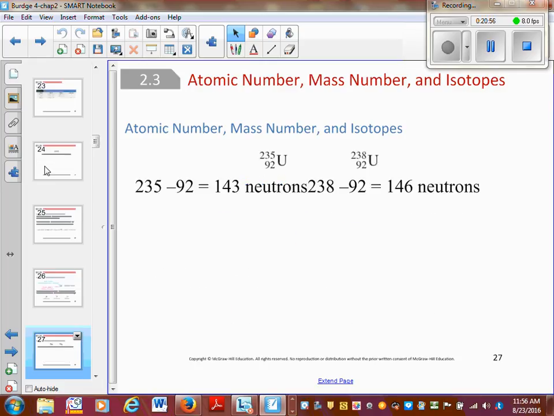So here we're doing uranium, 235, 238, different isotopes. So you see uranium 235 has 143 neutrons, 235 minus 92. And uranium 238 has 146. So remember Dalton said all atoms of the same element were identical? Well, he didn't know about isotopes. Most elements have multiple isotopes.